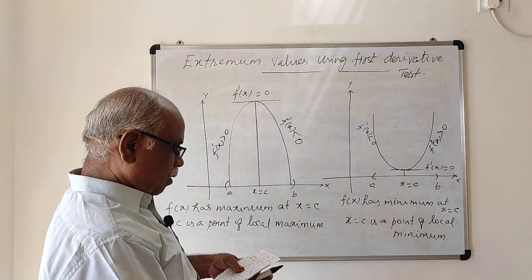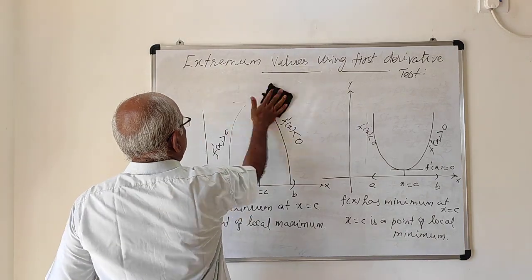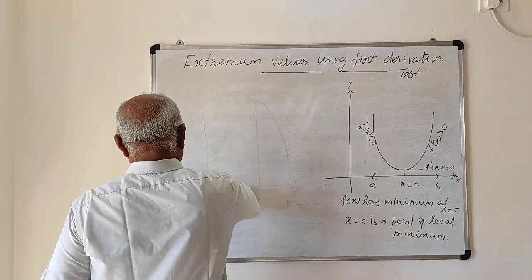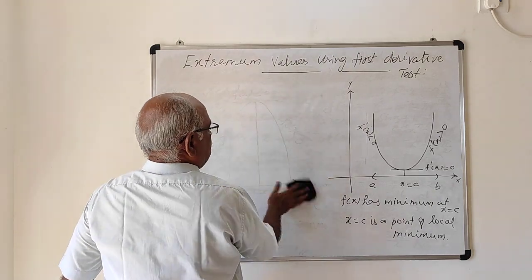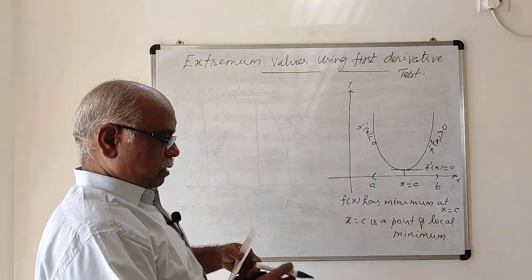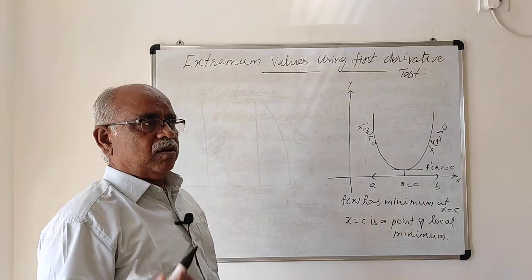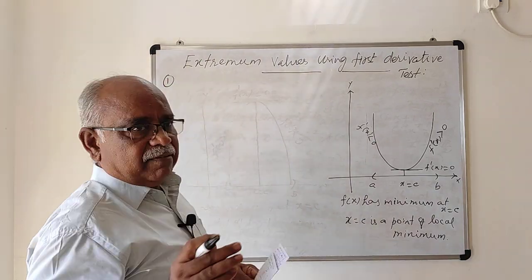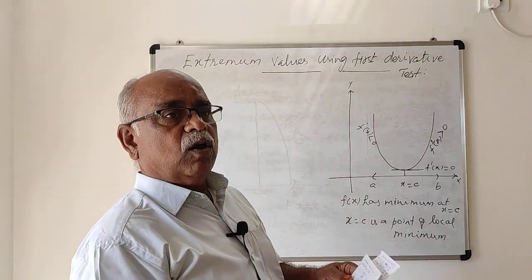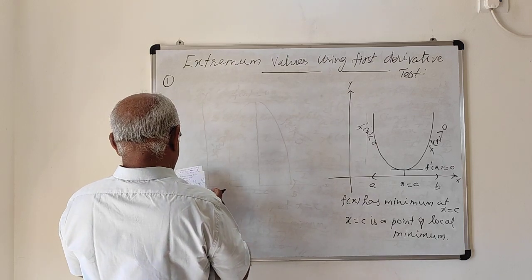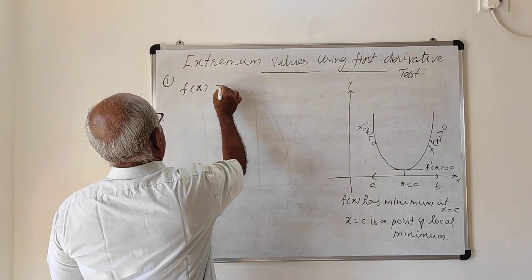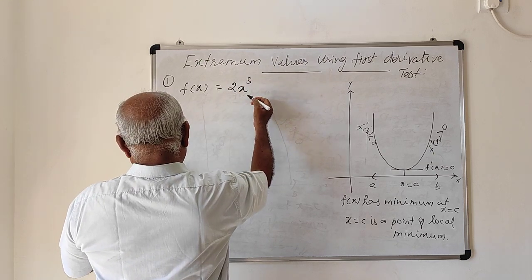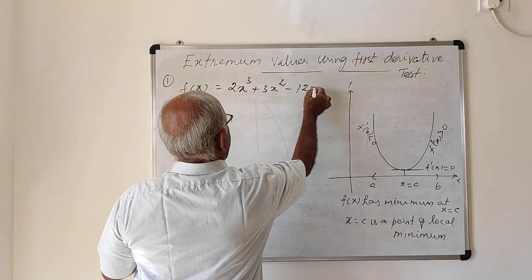See, using this test, we are going to solve a problem in the exercise. Find the intervals at which the function is increasing or decreasing, and also find the extremum values of the function in a given interval. The given function f of x is 2x cubed plus 3x squared minus 12x. This is f of x.